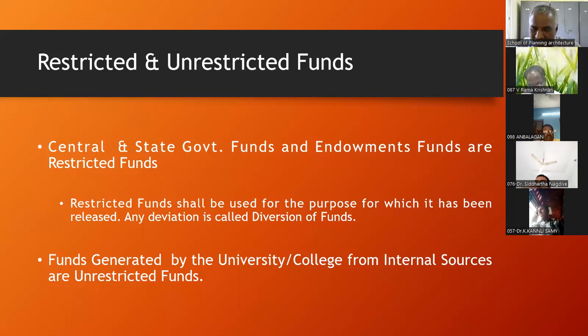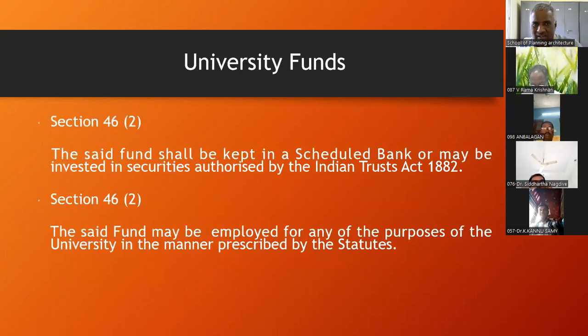Funds generated by the university or college from internal sources are unrestricted funds. All colleges and universities collect fees from the students. Some portion of the fees goes to the government or university, and some portion remains with the college. These are internal sources of funds. These are unrestricted funds, and you can utilize them as per the decisions of the university syndicate, academic council or finance committee.